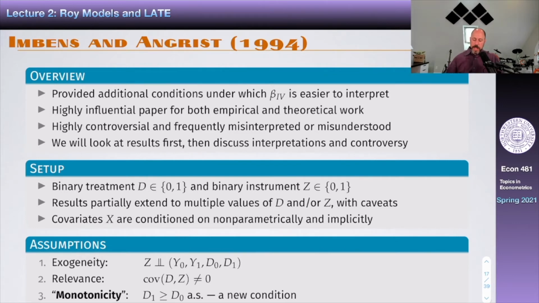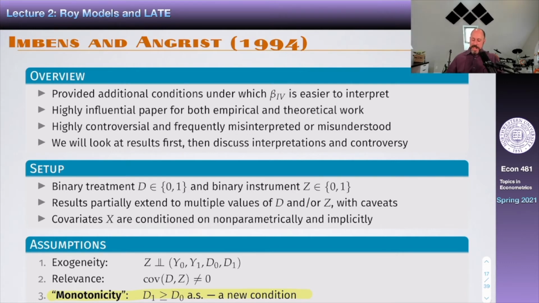The assumptions. Exogeneity: the instrument is independent of potential outcomes and potential treatments. Relevance condition: the covariance between D and Z is different than 0. So the instrument is related to the treatment that we want to instrument. And the new condition that you all know, we discussed in 480, is monotonicity. Monotonicity says that D1 is greater than or equal to D0 almost surely. And that means that anybody who chose D equal to 1 when the instrument was equal to 0 would choose D equal to 1 when the instrument was equal to 1 as well. So I said it wrong, but hopefully you understood what I said.